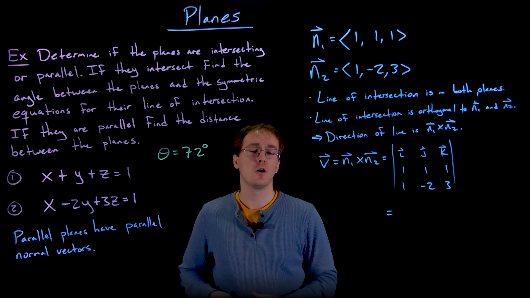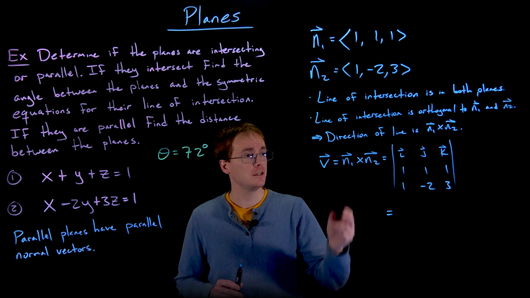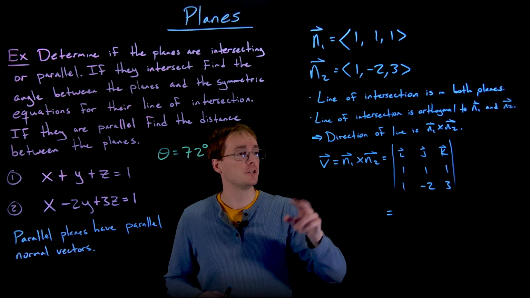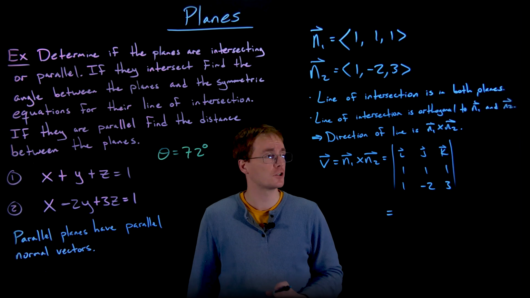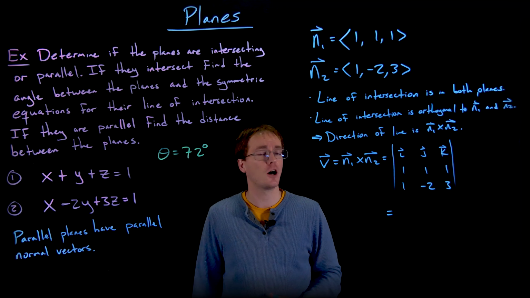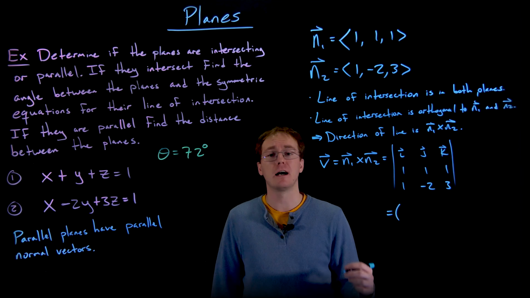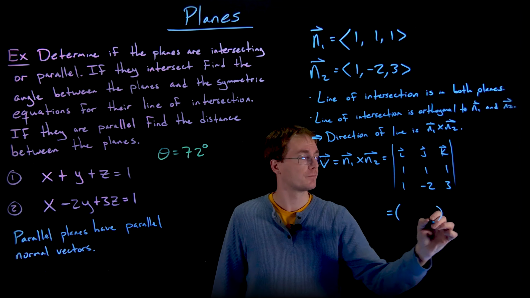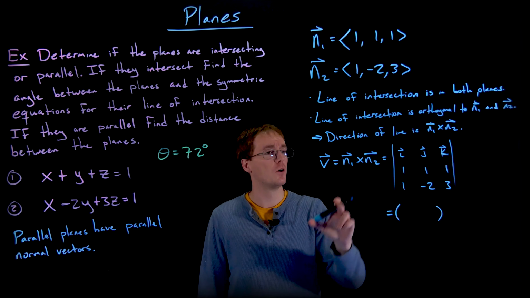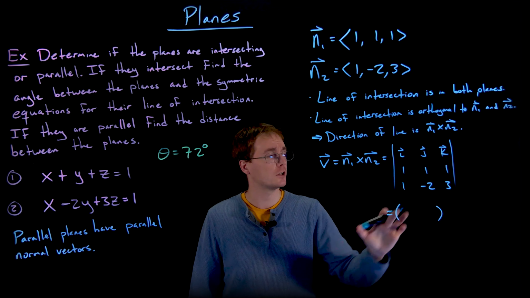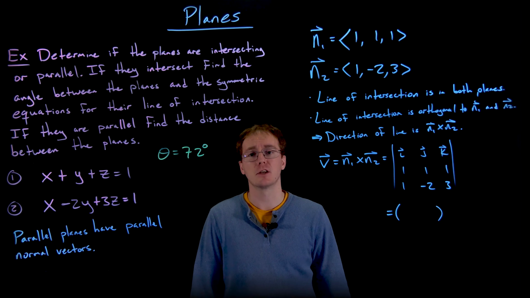All right, so let's call the direction of our line the vector v. After our discussion, we know the vector v, the direction of our line, is going to come from the cross product between the normal vectors for our two planes. I've set up our 3x3 determinant to evaluate this cross product. The first row is our basis vectors i, j, and k. The second row are the components of our n1 vector, and the third row is the components of our n2 vector.